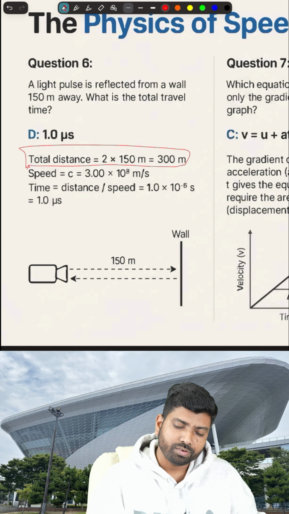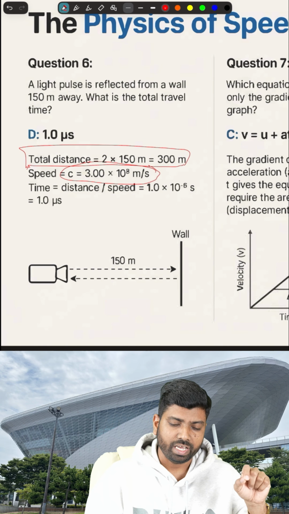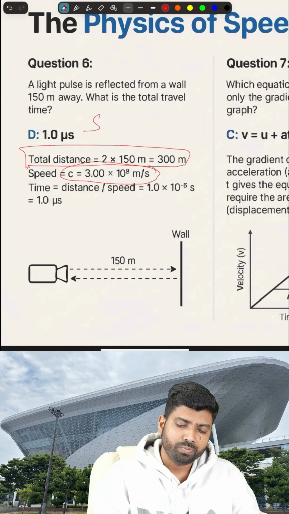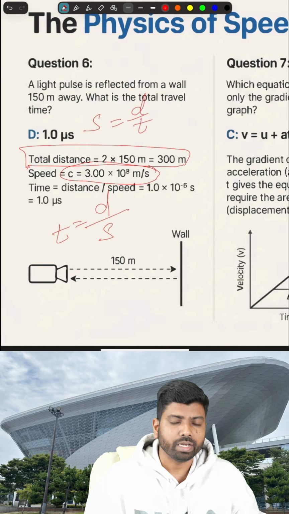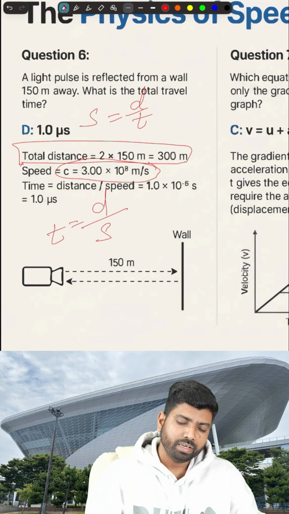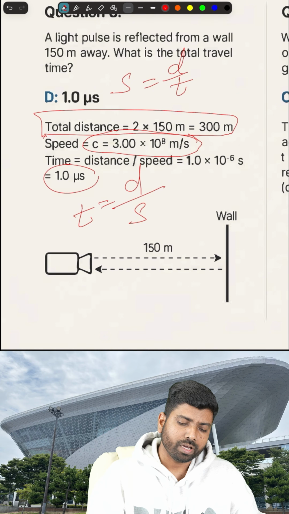And the speed of light, all of you know, is 3 × 10^8 meters per second. If you want time, you already know that speed is equal to distance upon time. Then time is distance divided by speed. So after dividing, can you use your calculator? Then your answer will be 1 microsecond.